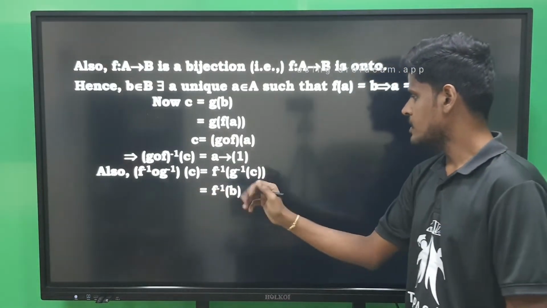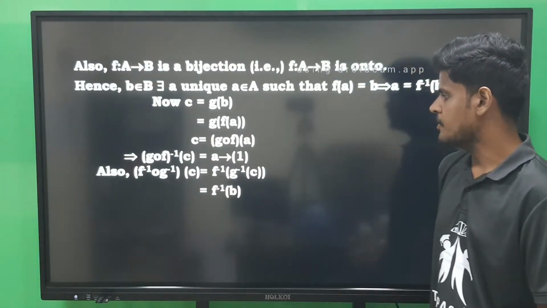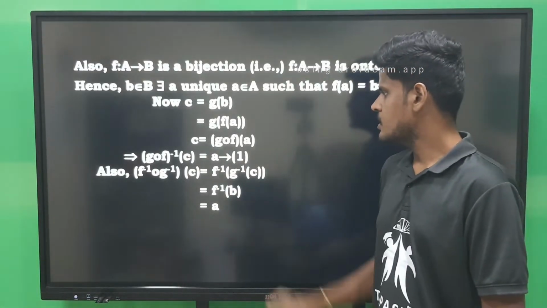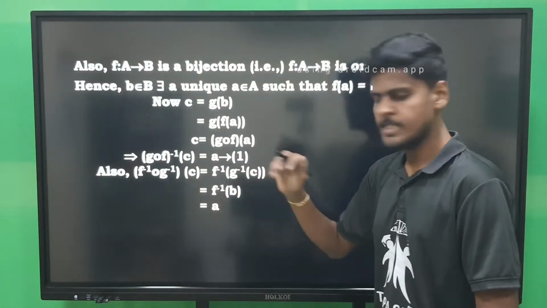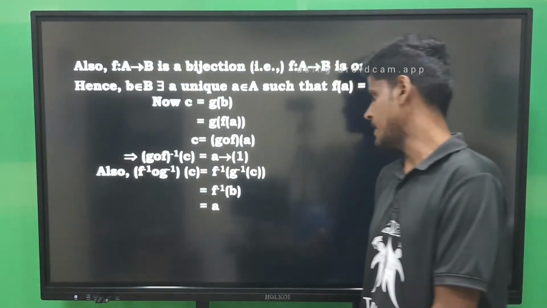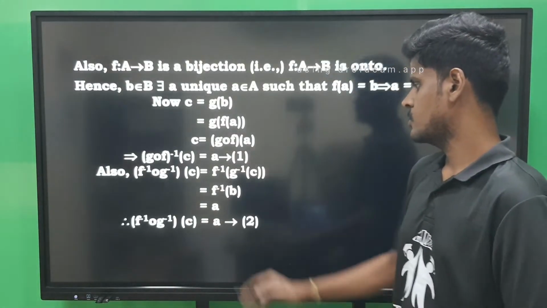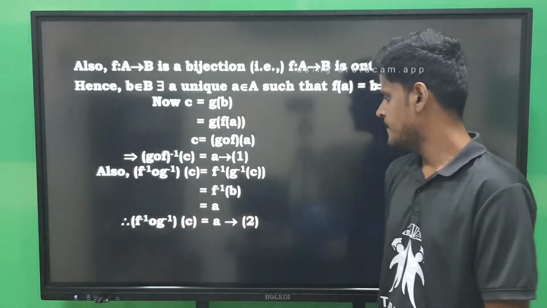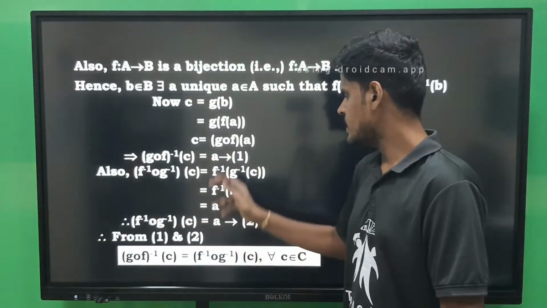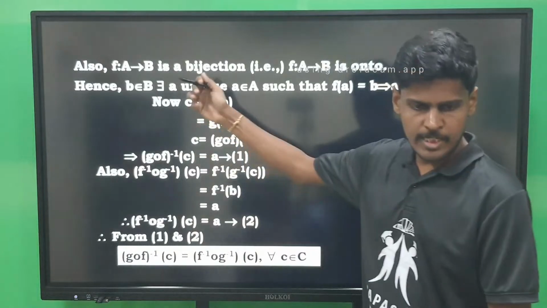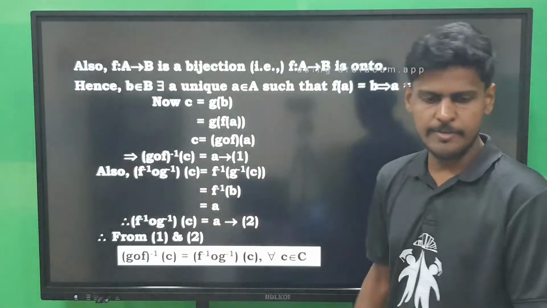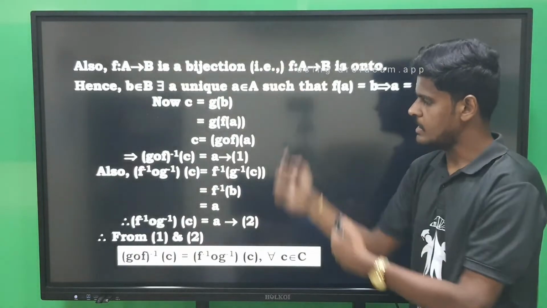So f inverse of b, and what is f inverse of b? That is a. Which means both these functions have the same element coming as output. So f inverse of g inverse of c is equal to a. From both these values, (g∘f) inverse is also a, and f inverse of g inverse is also giving the same output. That means both are the same.